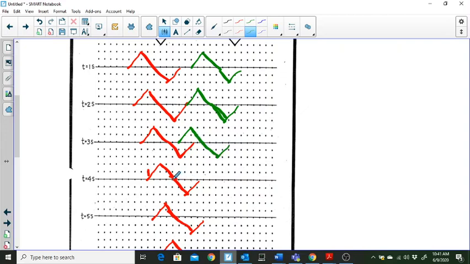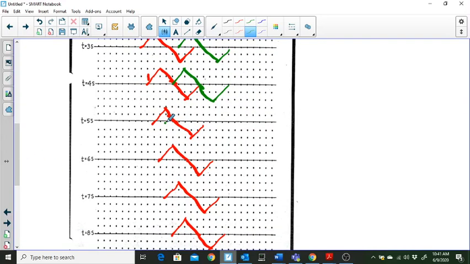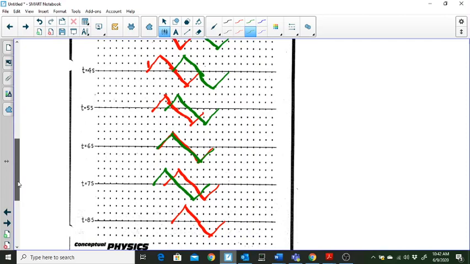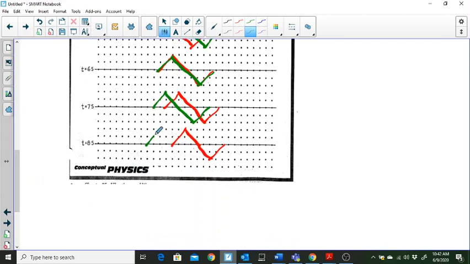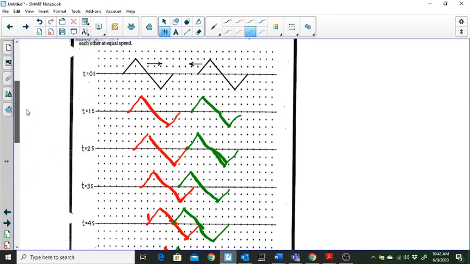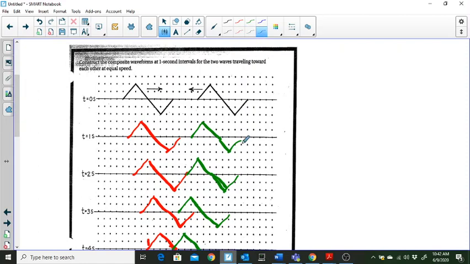Sorry, I'm just trying to make sure I'm getting these lined up right. Okay, so that's what the two is. We're working hard here. All right, so that's what the two waves interacting would look like.